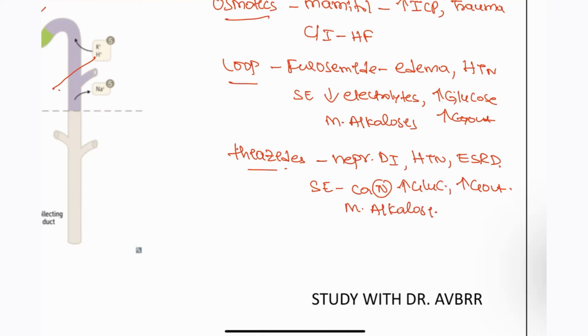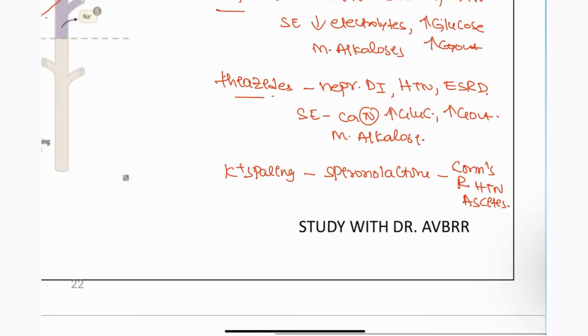Next, last one, the potassium sparing drugs. Okay, potassium sparing drugs, spironolactone. Okay, spironolactone, common uses for this patient are Conn's syndrome and resistant hypertension patients, and also those who are suffering from ascites. In these patients, we are going to give spironolactone.